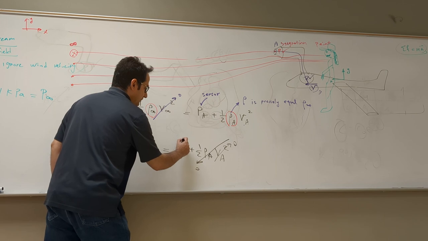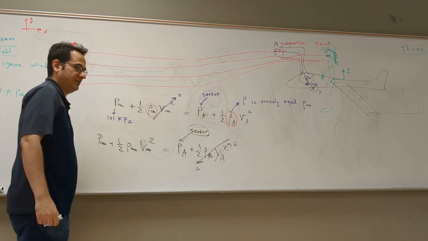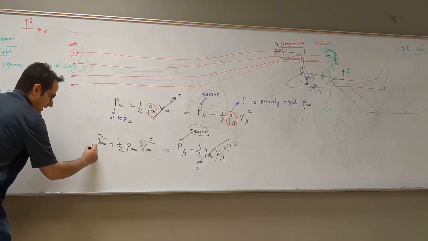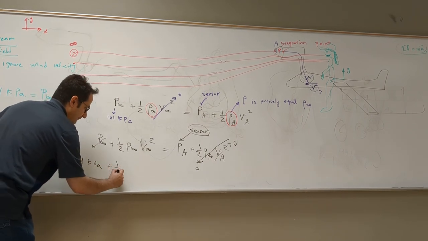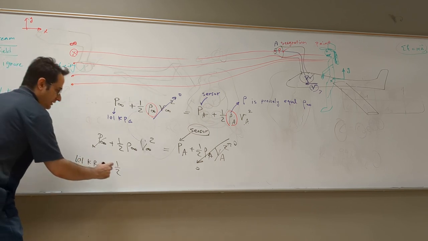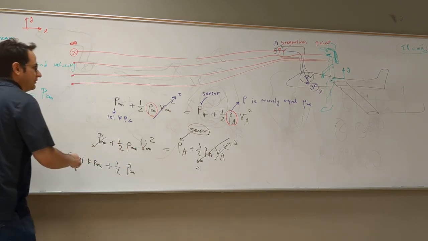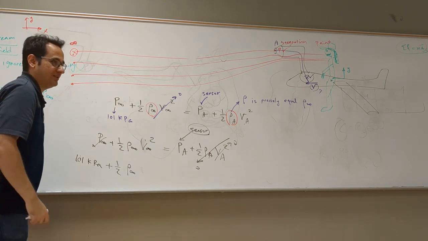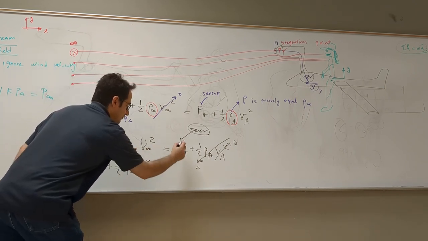So the only thing is PA. Do I have PA, pressure A? Yes, the sensor. I do have that. Now let's go back to infinity. At infinity, what do I have for P infinity? Again, 101 kPa plus 1/2 rho infinity V infinity squared. What's the V infinity in this case? It's the speed of the plane. V squared, the speed of the plane. So it's equal to PA.